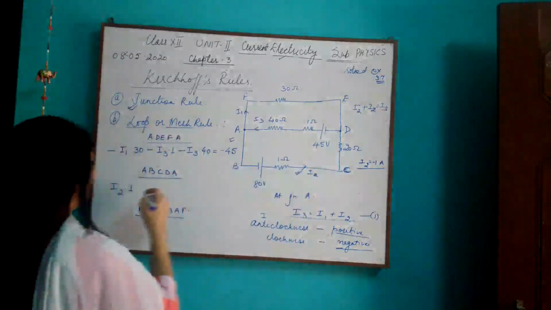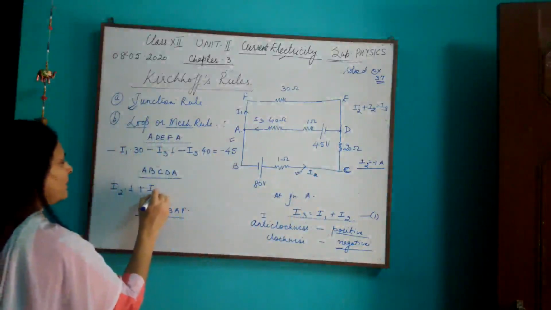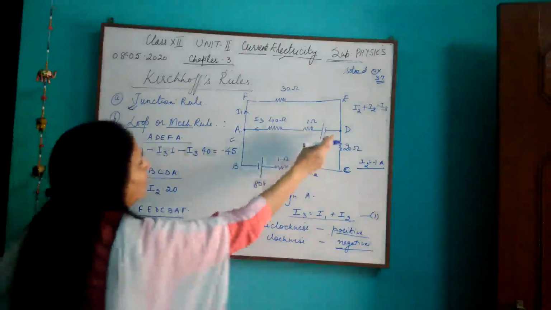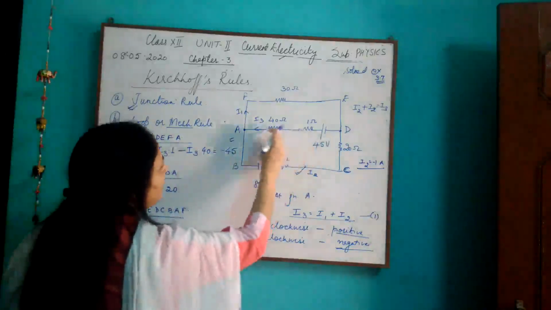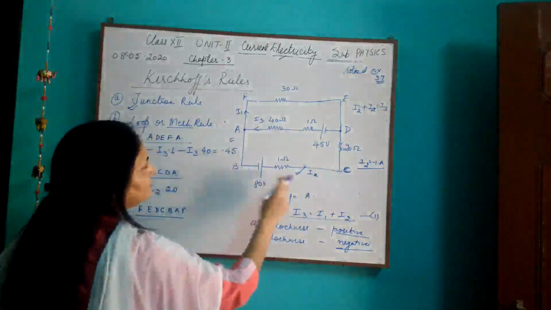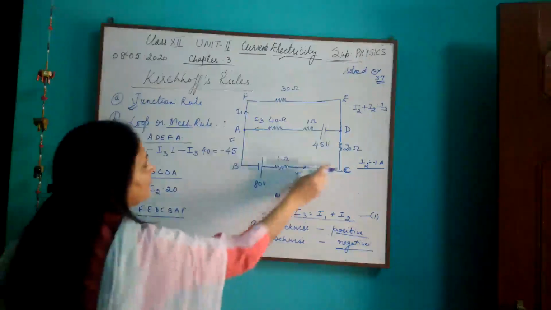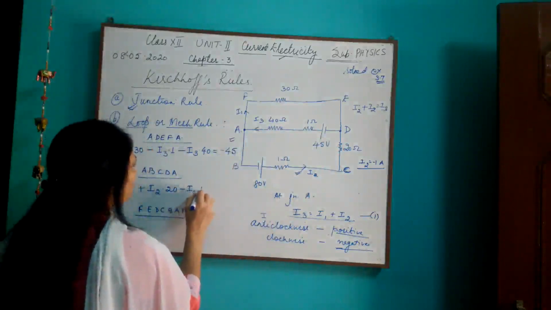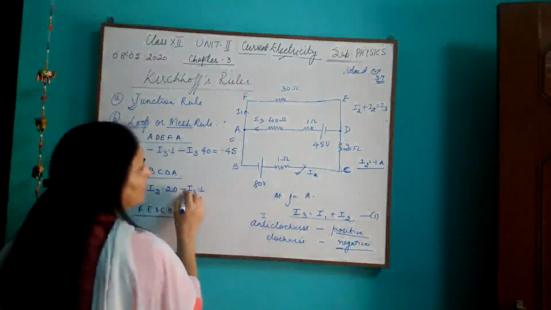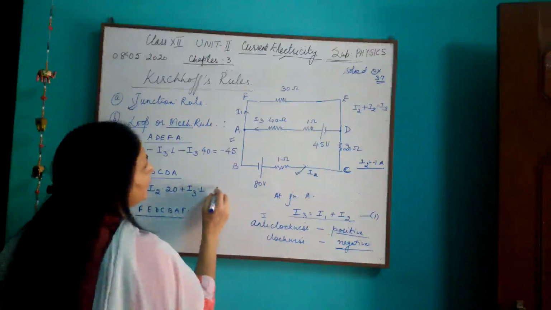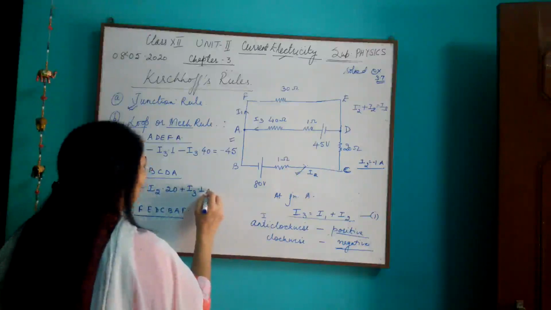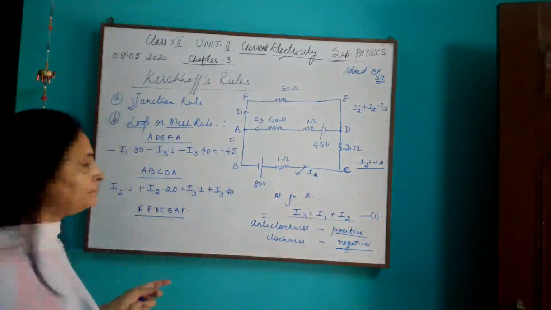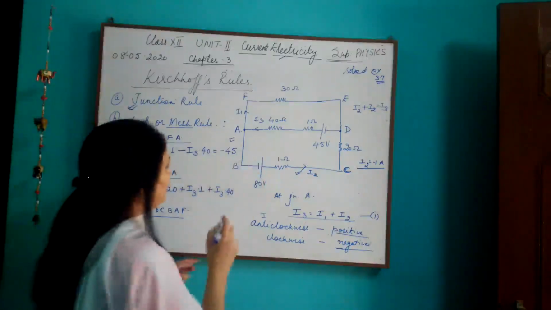Now 20, the same current is flowing. Plus I2 into 20. Come here. This is again anti-clockwise. See. So anti-clockwise is positive. Minus I3 into 1. It is anti-clockwise, plus. Then plus I3 into 40. All resistances are done. Is equal to.